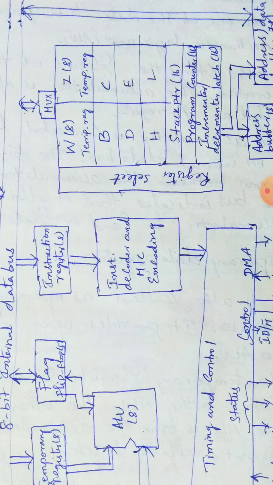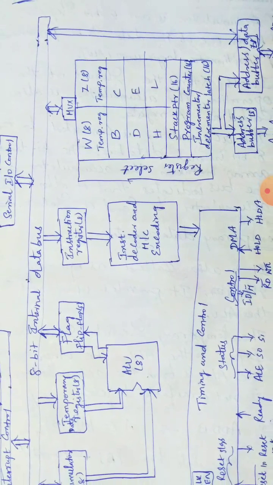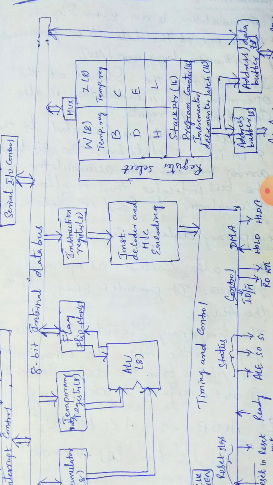It is mainly used for indirect addressing mode. The HL pair always acts as the memory reference pointer during indirect addressing mode, because the memory address is available in the HL pair. I already told you that. Memory can be accessed through the accumulator, and one more possibility is through the HL pair.